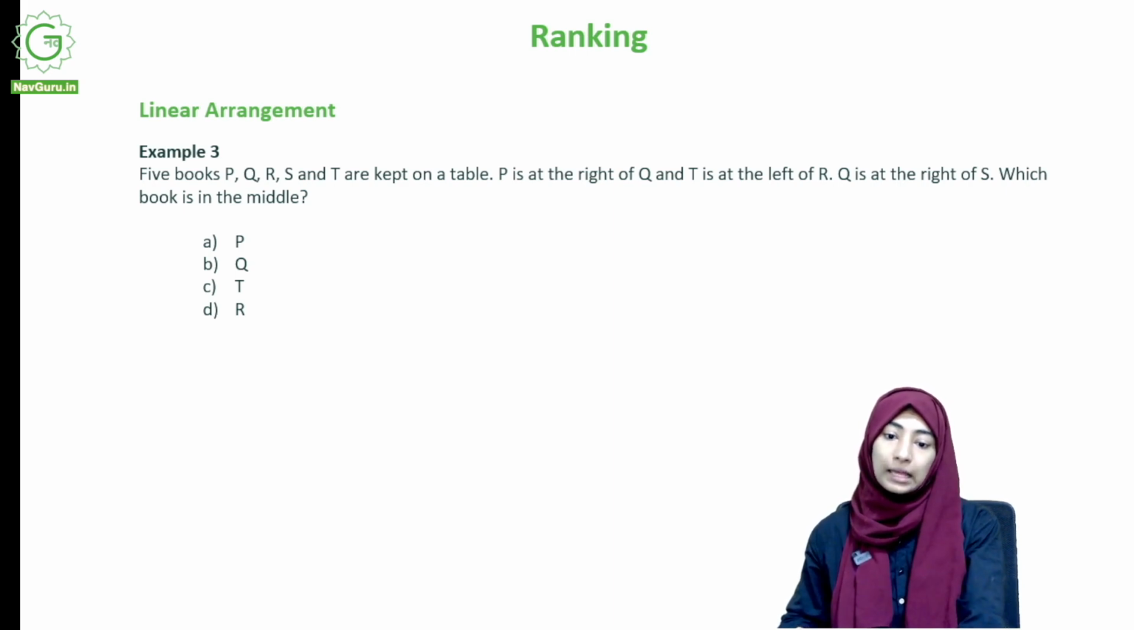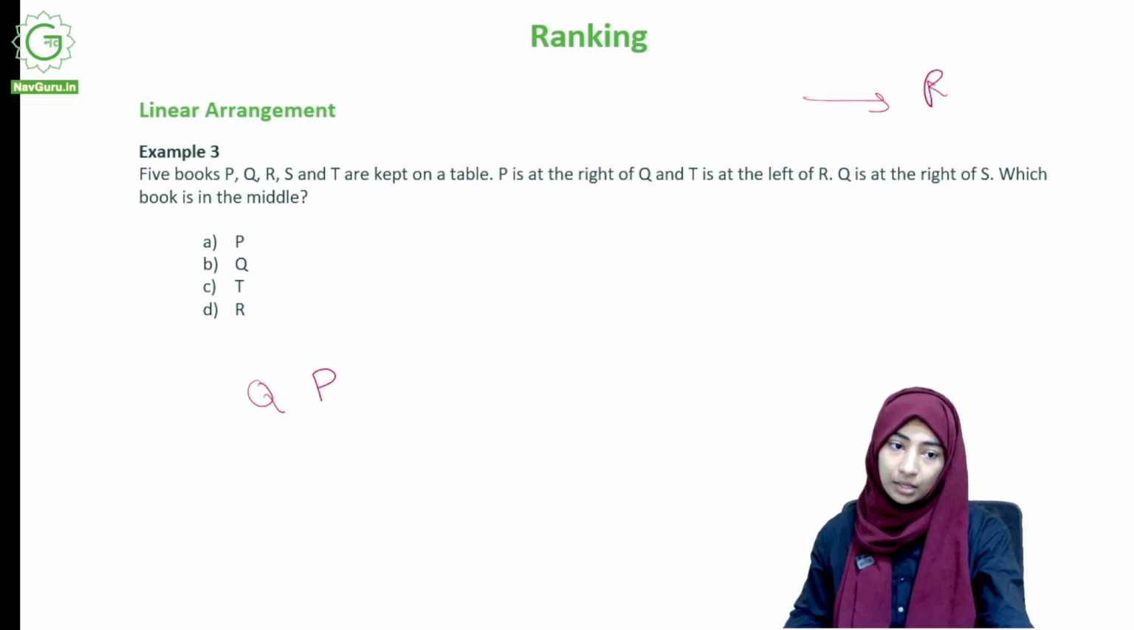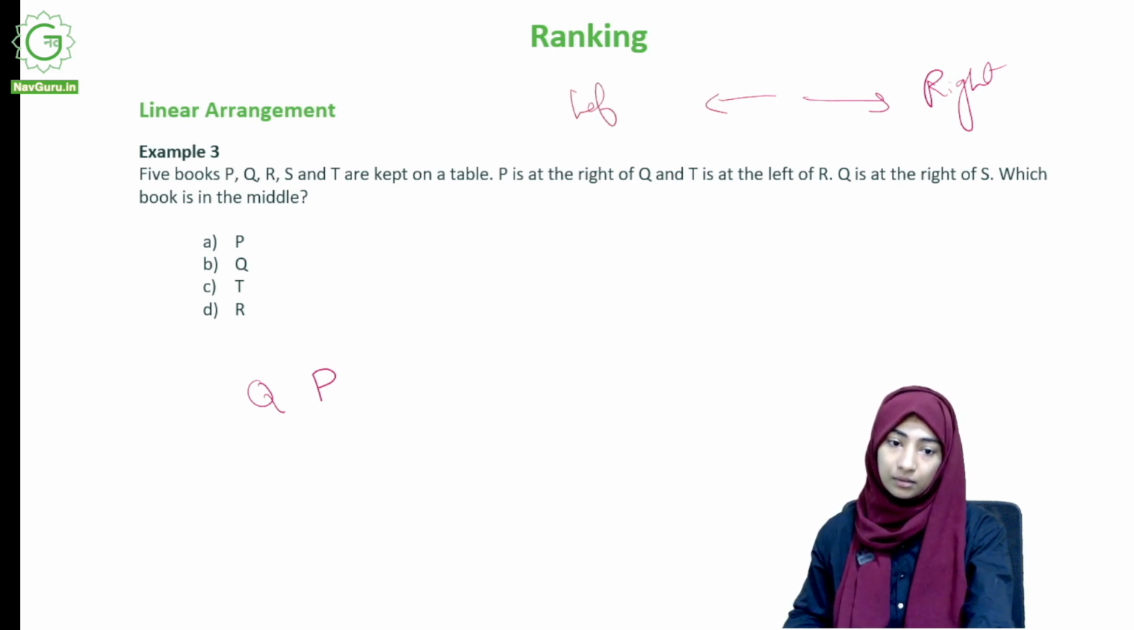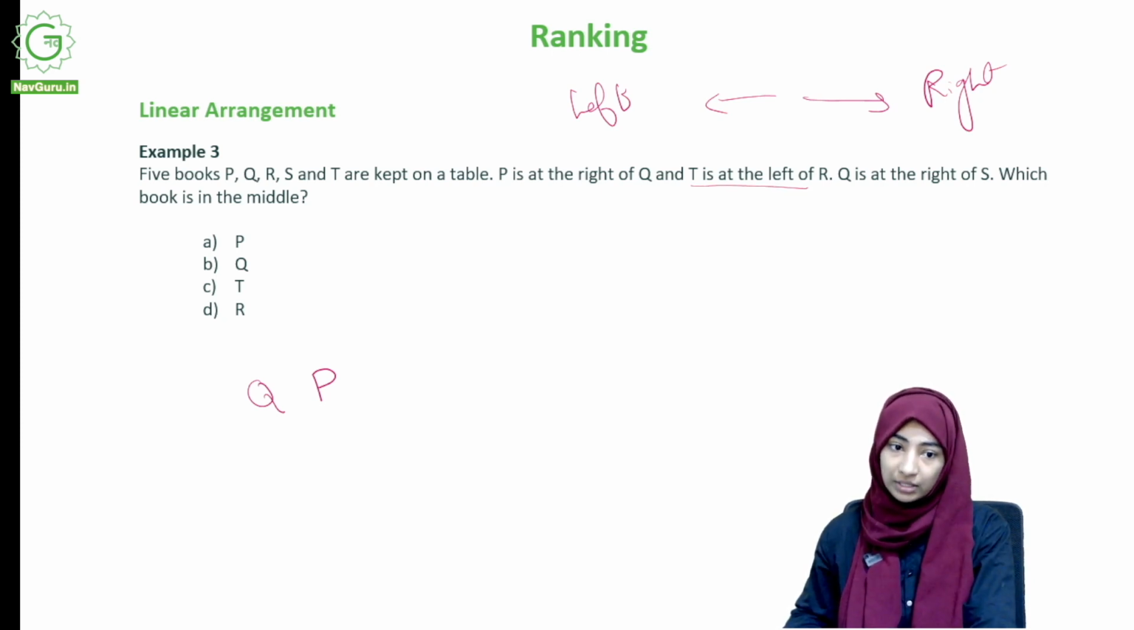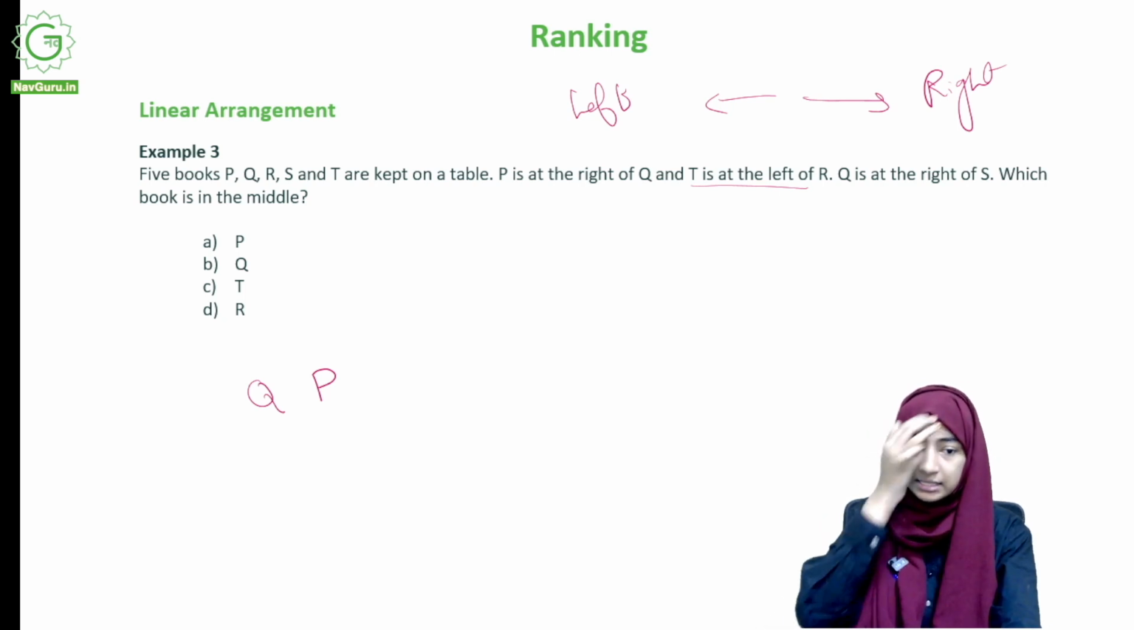P is at the right of Q. This is how we draw it, right? I hope you all know what right and left is. So this is right, this is left. T is at the left of R. So here we have this, but we don't really know where to place this. So we'll do one thing, we'll just keep it separate for now. Let's see, we might not get anything extra, but we'll just see.